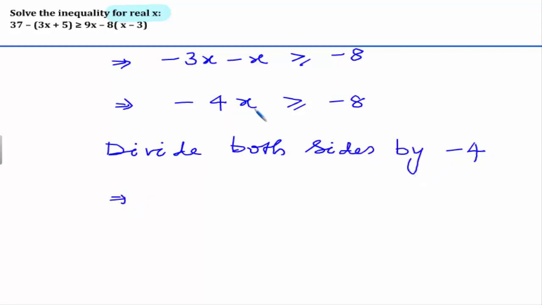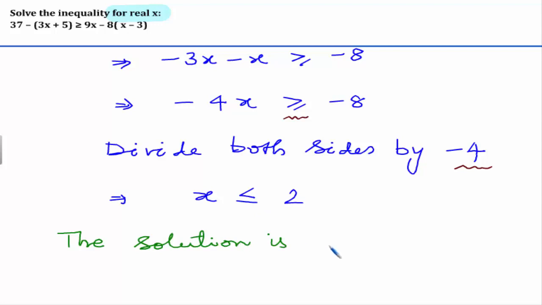Then if we divide minus 4x by minus 4, we get x, and if we divide minus 8 by minus 4, we get 2. But remember one thing: when you are dividing both sides of an inequality by a negative quantity, the symbol changes. Now the solution is x belongs to minus infinity to 2, and here x is equal to 2 is there, therefore we close the right side of the interval there.